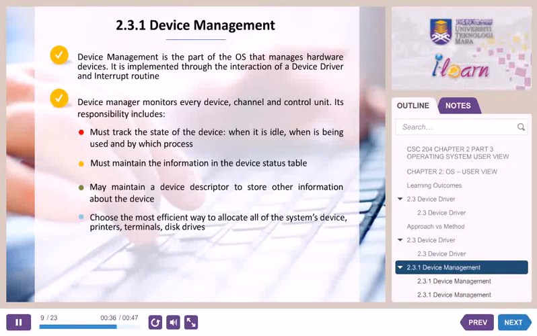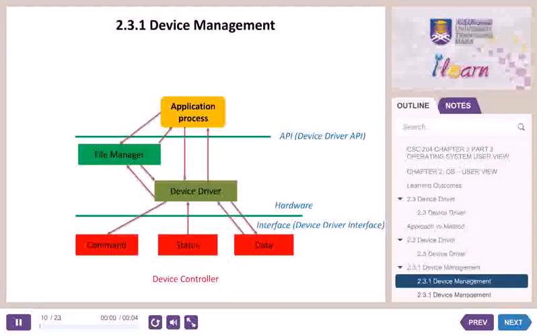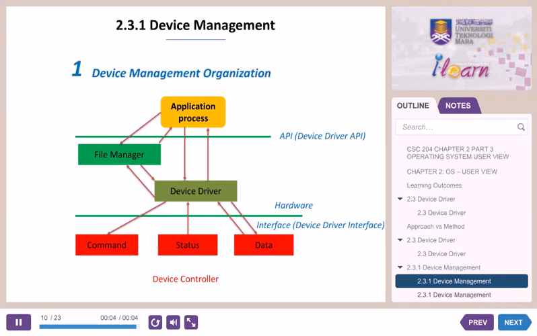It chooses the most efficient way to allocate all of the system's devices, such as printers, terminals, and disk drives. It makes the allocation, starts its operation, and deallocates the device. Device management organization.